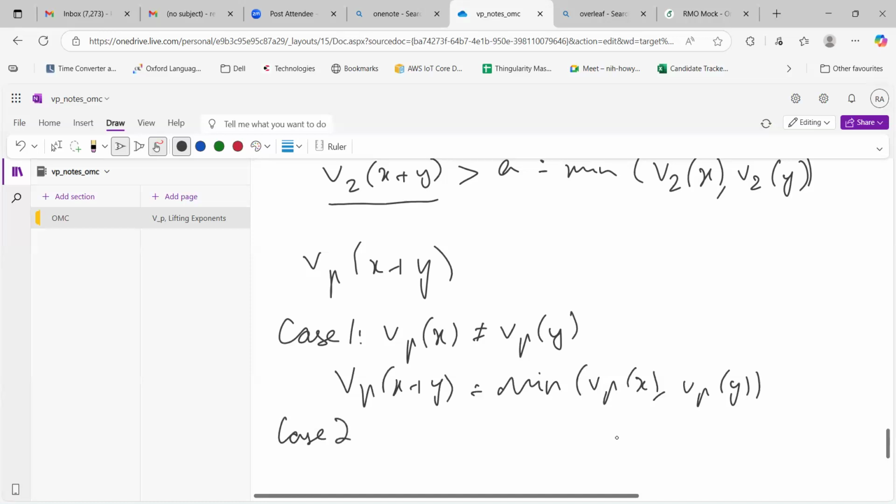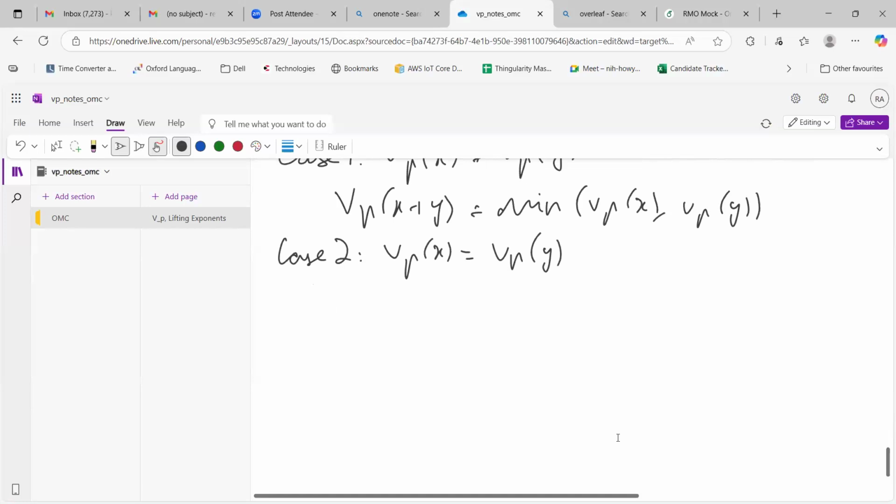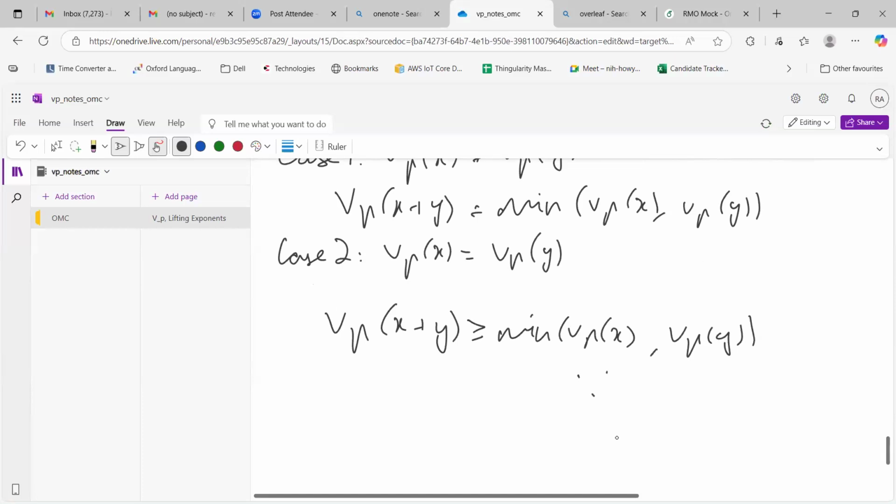And what if vp of x was equal to vp of y? This is similar to the previous one, but now we cannot know whether p divides k plus l or not. So there's an equality case also involved, a greater than or equal. Yes. So we get that vp of x plus y is greater than or equal to min of vp of x comma vp of y. The main reason is that k plus l may or may not be divisible by p.